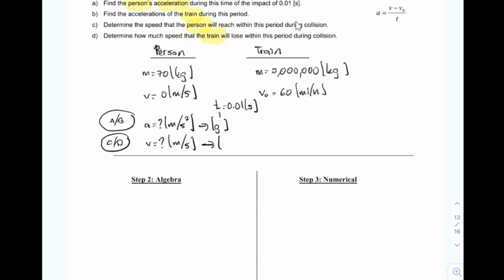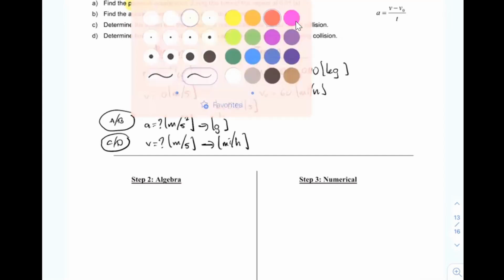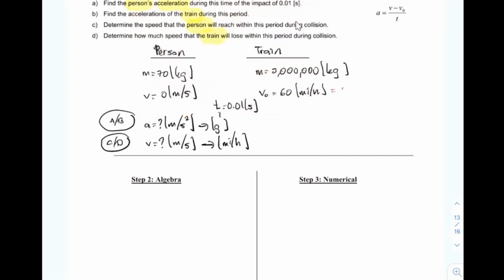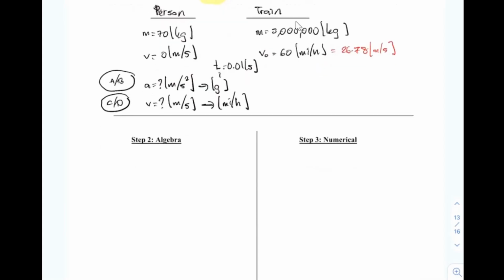Obviously, it makes sense to express them in terms of miles per hour, because that's what we can relate to. We have only one single conversion, 60 miles per hour to meters per second. So 26.78 or 26.79 meters per second is 60 miles per hour. That's it. So find the person's acceleration as well as the train's acceleration.